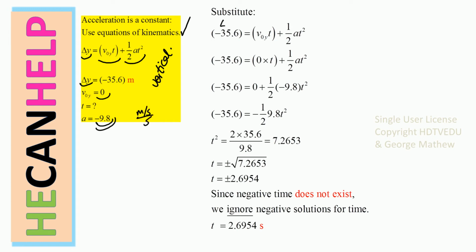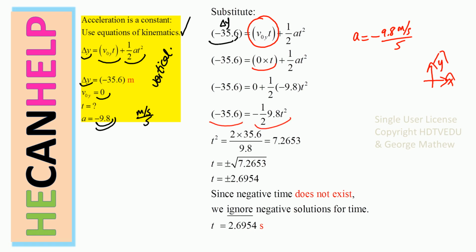What is change in y? Negative 35.6. Do not forget, initial velocity along the vertical is 0. Acceleration along the vertical is negative 9.8 meters per second squared. Why? Positive x is defined as to the right, positive y is vertically up. So you substitute 0 and you get negative 35.6 is equal to negative 1/2 times 9.8 t squared. So you get t squared is equal to 7.2653.